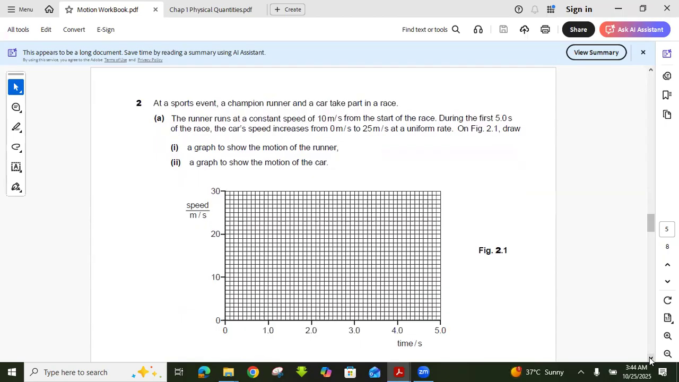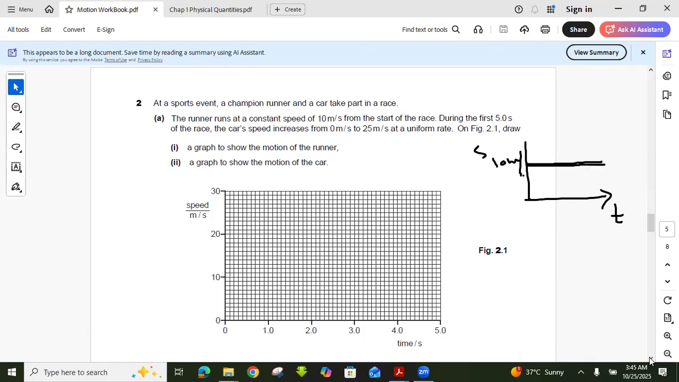Now we should keep in mind it's not a distance-time graph, it's a speed-time graph. And for a speed-time graph, constant speed means a straight line. Your constant speed is still 10 meters per second. From the start of the race, during the first 5 seconds of the race, the car speed increases. Throughout the whole journey, the runner has a constant speed.